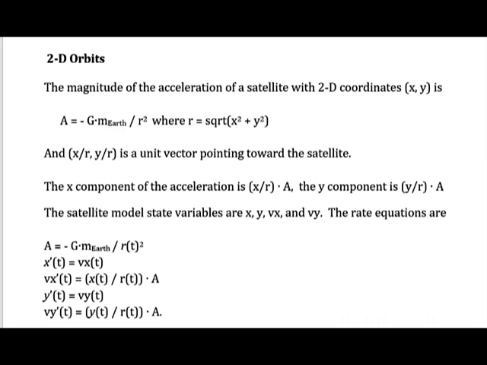And the magnitude of the gravitational acceleration on the satellite is minus g times the mass of the Earth divided by r squared. The coordinates of a unit vector pointing from the Earth to the satellite are x over r and y over r. Thus, the x component of the satellite's acceleration is a times x over r, and the y component is a times y over r. And now we can write the rate equations for the state variables as shown.